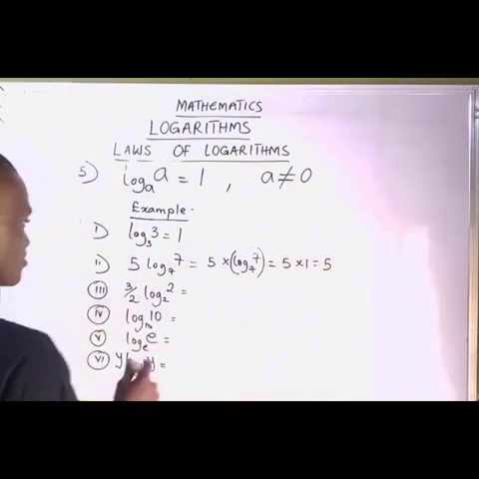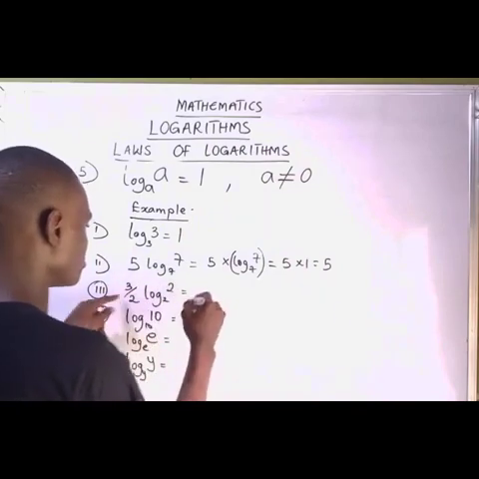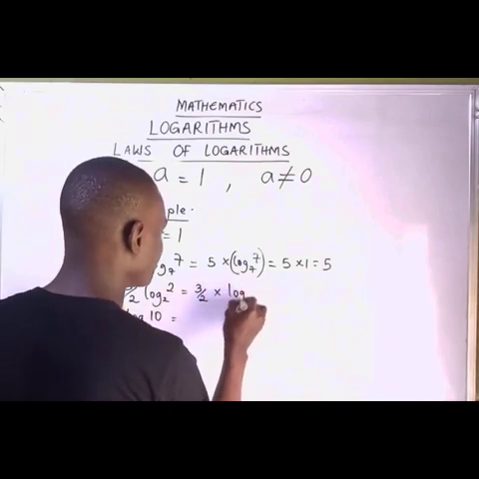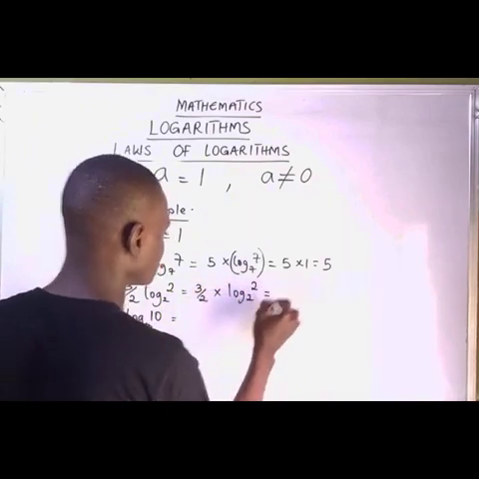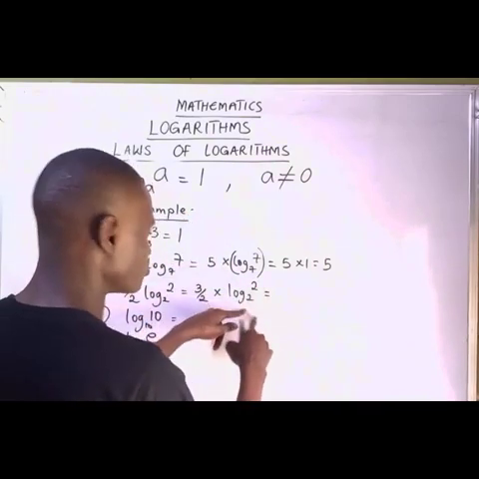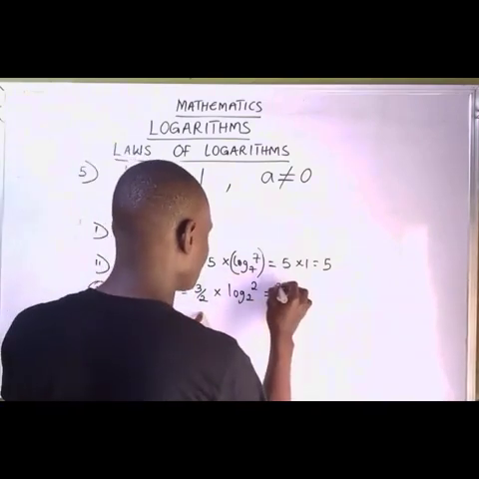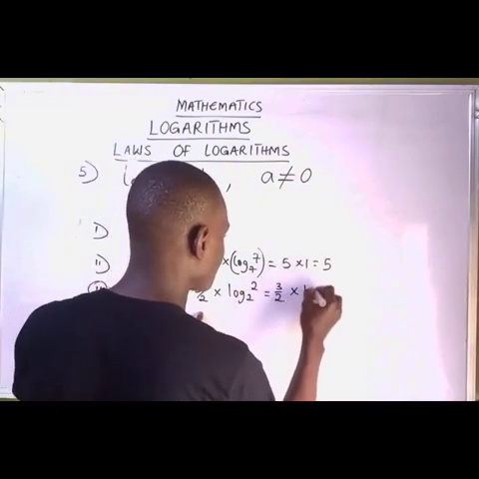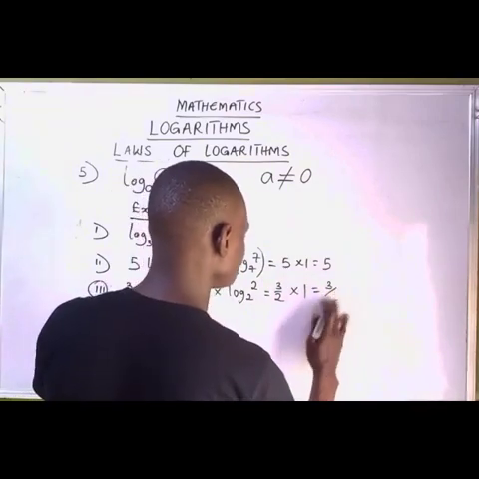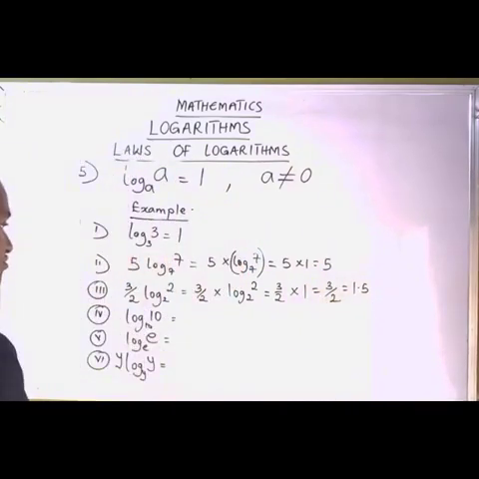Let's look at this as well. Just as I have done earlier on, 3 over 2 log 2 base 2 is more or less like me saying 3 over 2 times the logarithm of 2 to the base of 2. And from what we have seen in this law, we know that the logarithm of 2 to base 2 is surely 1. That means this expression is the same as saying 3 over 2 multiplied by 1, and that gives us 3 over 2, which is the same as 1.5, or 1 and 1 over 2.